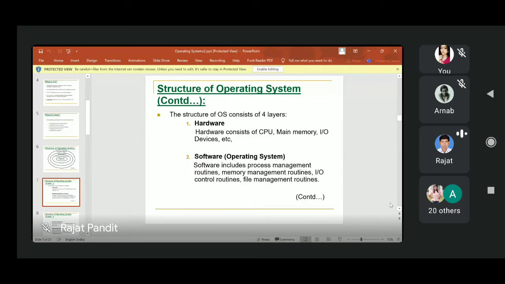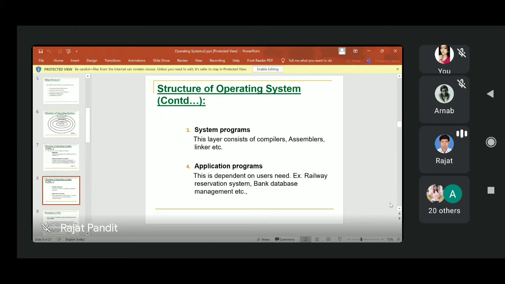Now the structure of the operating system has 4 layers. The first one is the hardware, which consists of the CPU, main memory, and IO devices. The operating system software includes process management routines, memory management routines, input output control routines, and file management routines. Then the system programs layer consists of compiler, assembler, linker, etc. And the application software depends on user need, for example a railway reservation system or a bank database management system. Whereas the system programming consists of compiler, assembler, linker.